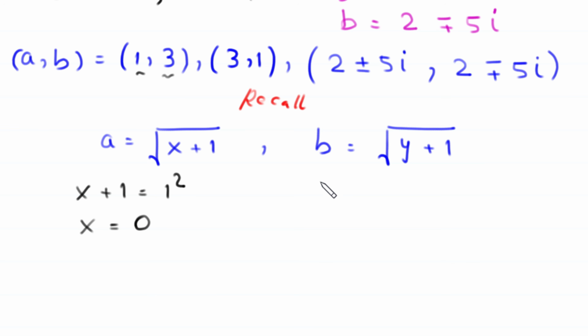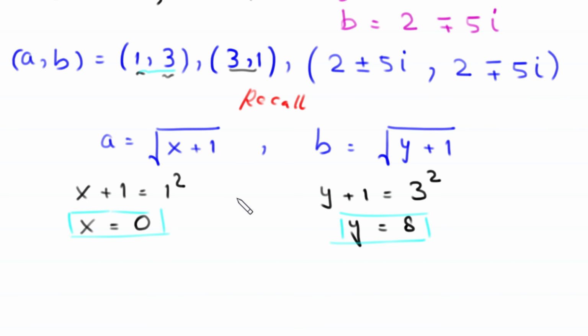And since b is 3, so y plus 1 will be equal to 3 squared, and y will be equal to 8. So for this first pair, when a is 1 and b is 3, x will be 0 and y will be 8. For the second pair, x will be 8 and y will be 0. Now we find for this third pair x and y.